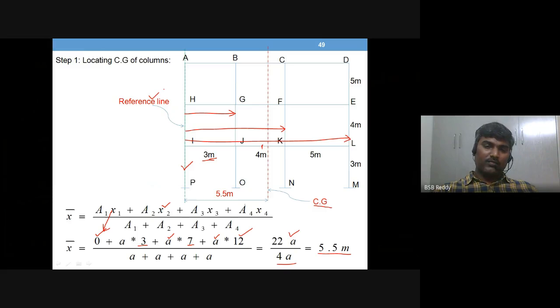So from the reference line, what does x bar mean? From the reference line that you have taken anywhere, what is the location of the CG? This is the x bar value. So this is how you find the CG of all columns. This is the first and foremost calculation you should complete before you apply assumption 2. Okay, so now let us see assumption 2.